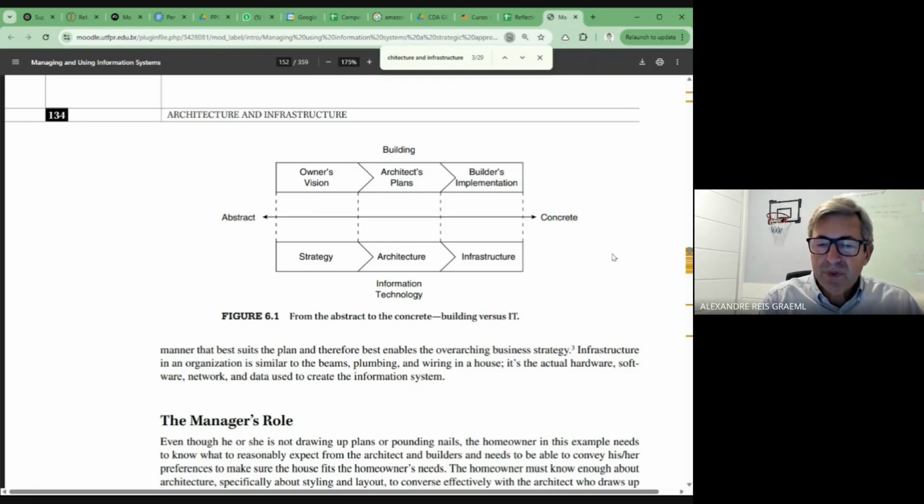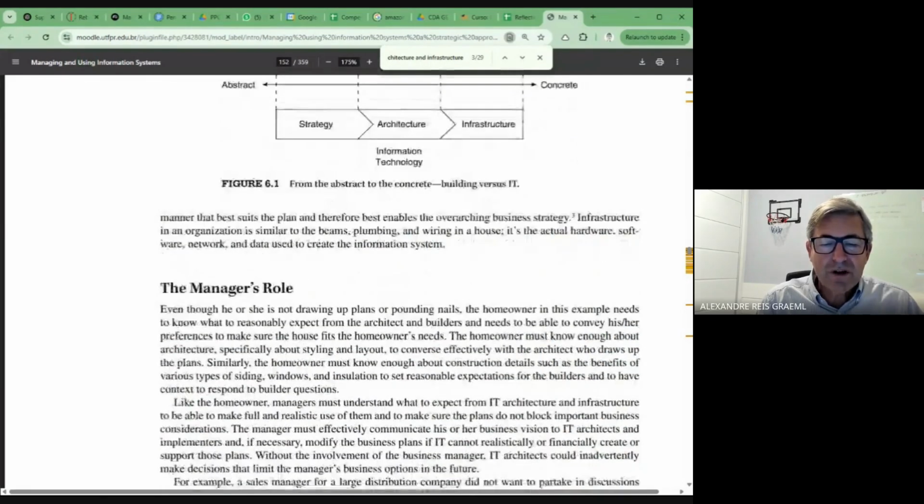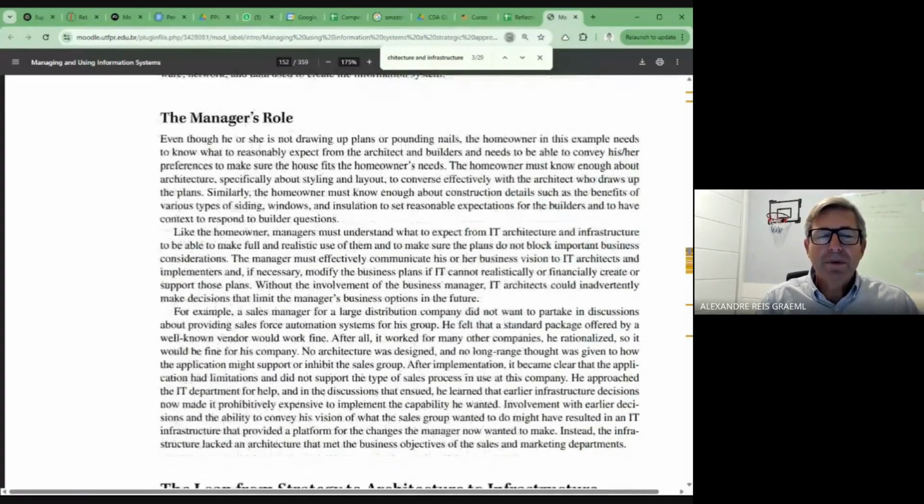Okay, and then the author talks a little bit about the manager's role. Remember that this book was written by IS professors, information systems professors from the United States. And in the United States, most IS professors are in business departments. So when they're talking here about the manager's role, they are not necessarily talking about the CIO. They're talking about managing the business managers and deciding what they need to know and what they need to do in order to develop the architecture and infrastructure.